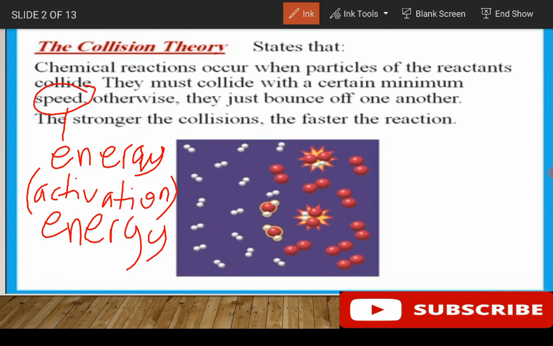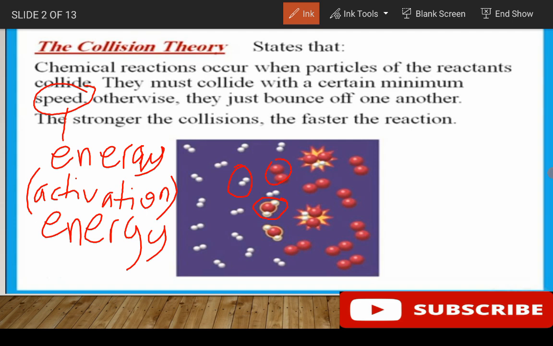So in short, for a chemical reaction to occur, first and foremost, the reacting particles must collide. To collide means to bombard, to hit each other. Like these particles you see here, the white ones, the diatomic particles, must collide with the red ones, like what has happened here.